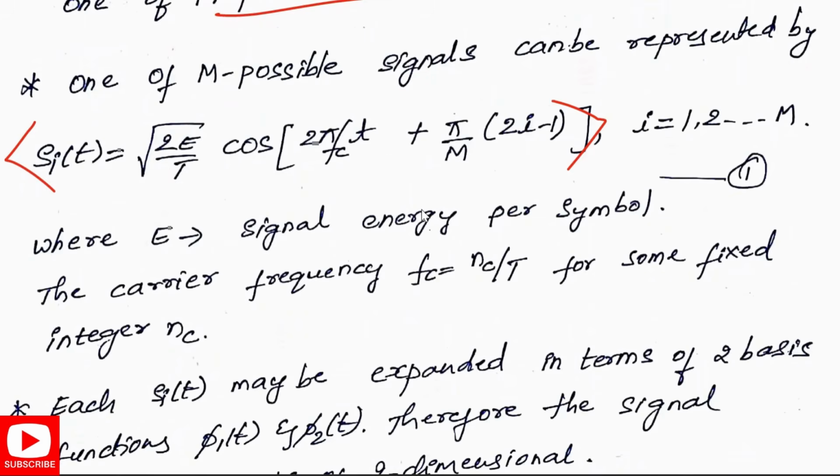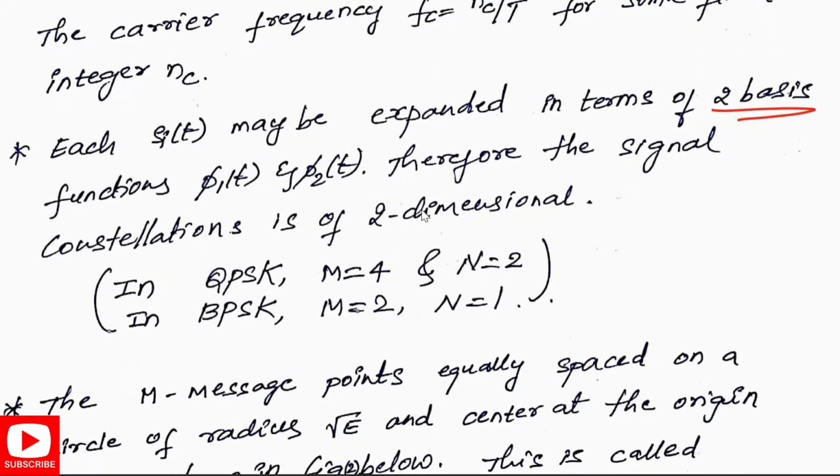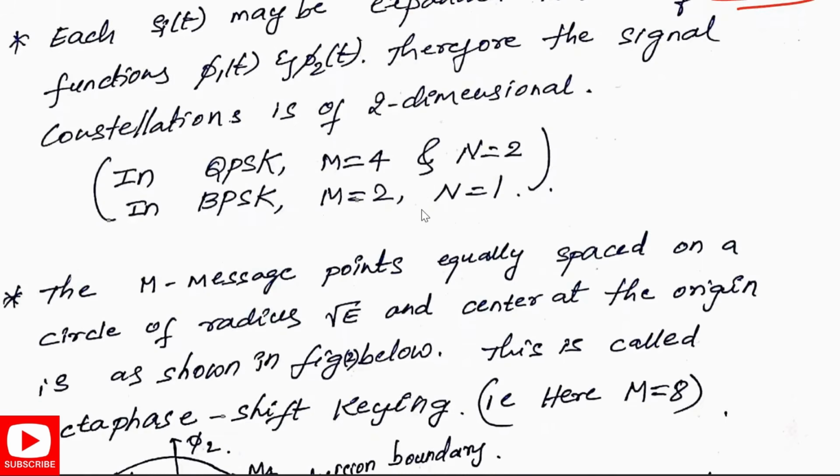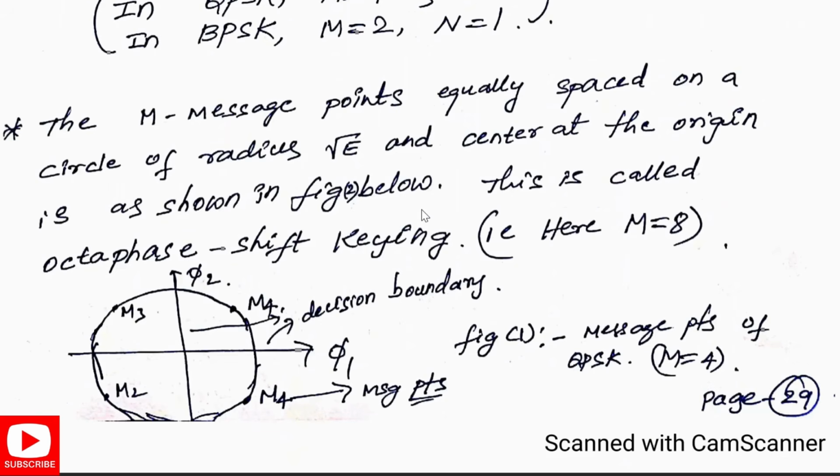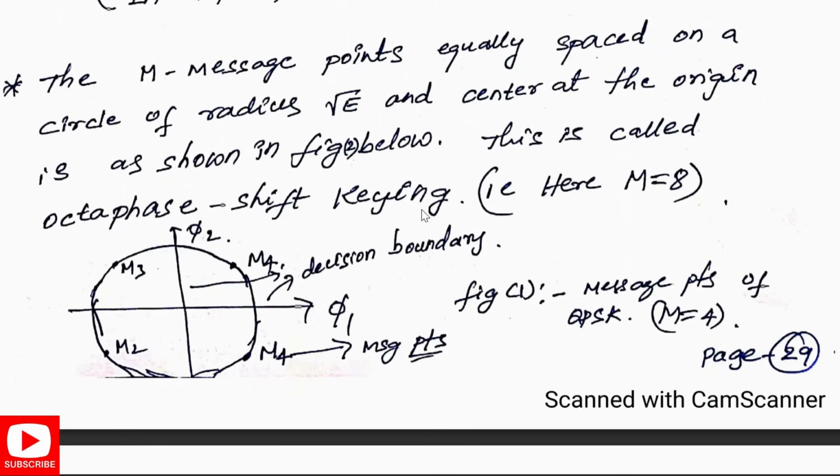The carrier frequency Fc is Nc by T for some fixed integer Nc. So each Si of t may be expanded in the two basis functions, that is phi1 of t and phi2 of t, with a two-dimensional constellation diagram. So the M message points are equally spaced on a circle of radius root E centered at the origin. So this is called octa-phase shift keying, where here M is equal to 8.